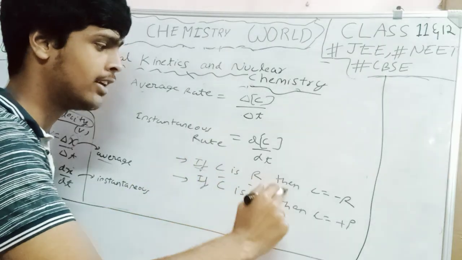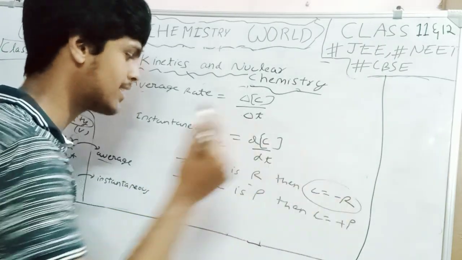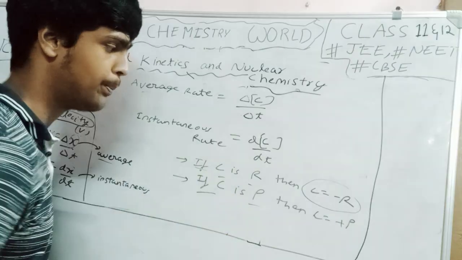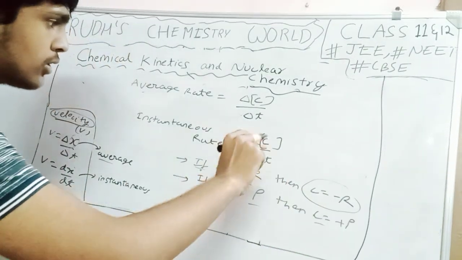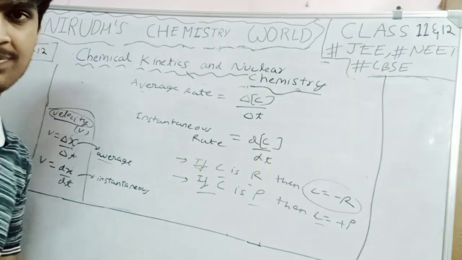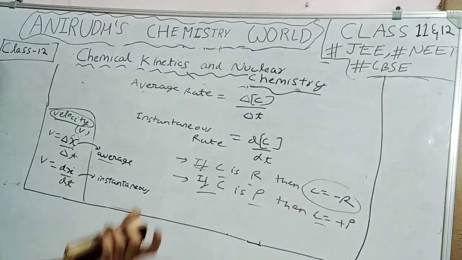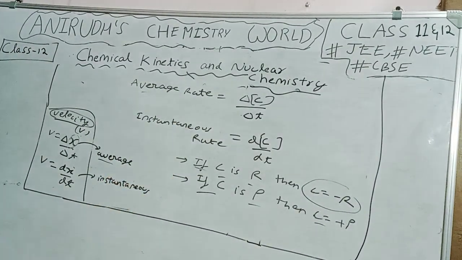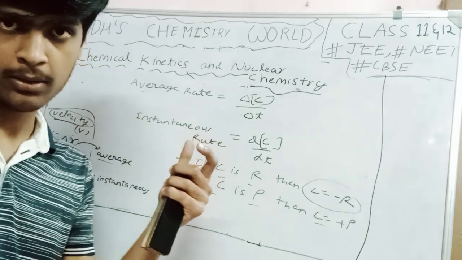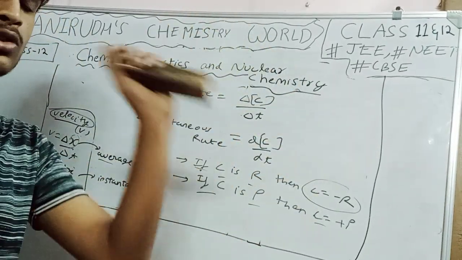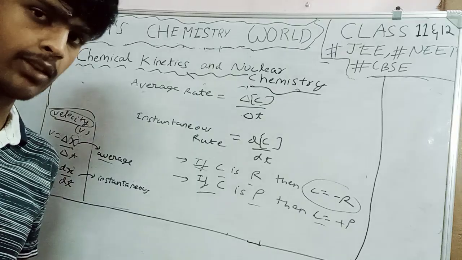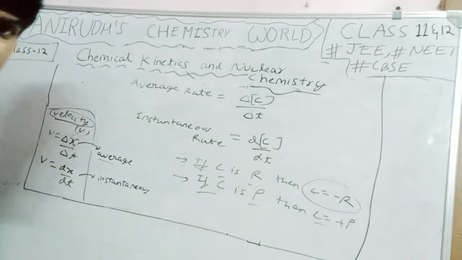So if c is r, you should take c equals to minus r, and if c is p, that is product, then it's plus for p, as you know. So d concentration of c by dt. That's a simple thing. So I am just defining and telling you very slowly at this topic, because if you won't understand this, the whole chapter will be a nightmare. So if you understand this, you can easily grasp the concepts.